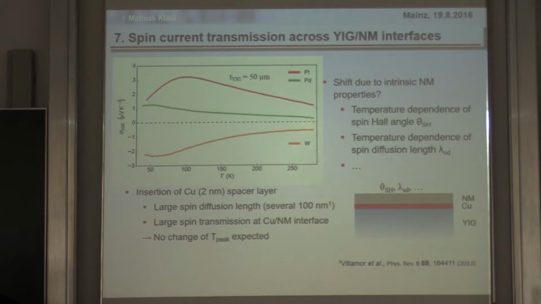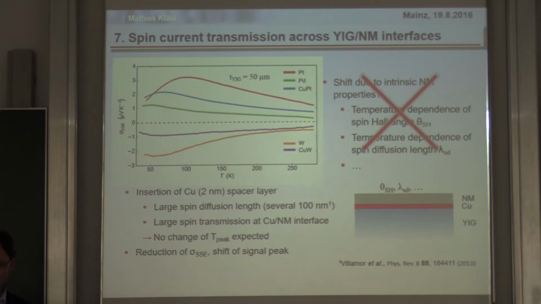So to check that, what we did is we put a little bit of copper in between. So we have now YIG copper platinum, or YIG copper tungsten, and the platinum is still the same. The spin-Hall angle and the spin diffusion length, with or without the copper, should have exactly the same temperature dependence. So there shouldn't be any difference. However, there is a huge difference.